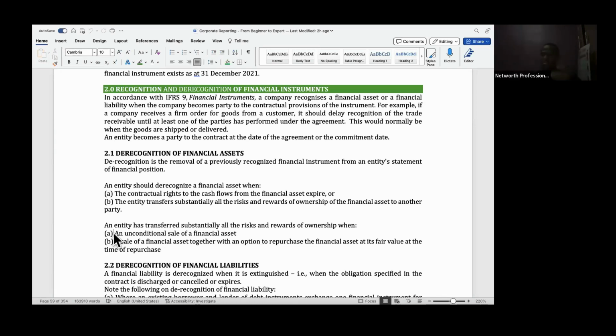However, in the case of a sale of financial assets where you have an option to repurchase the financial asset at its fair value, meaning that you are not the one dictating the price you want to buy it back, you are going to buy it back at its fair value. In that scenario, we can say, okay, the fact that you are initially selling.